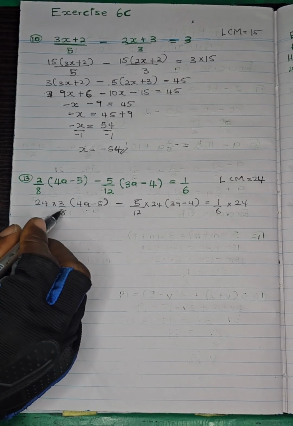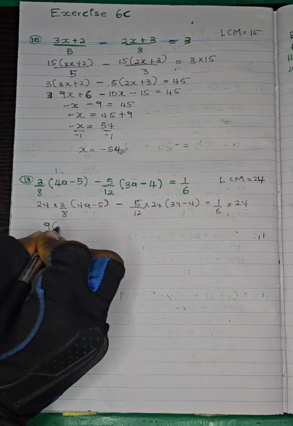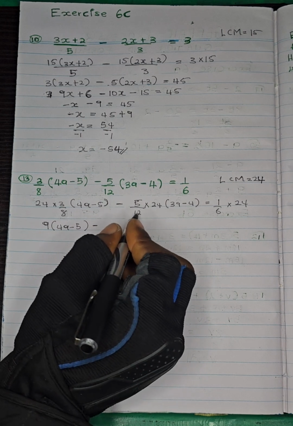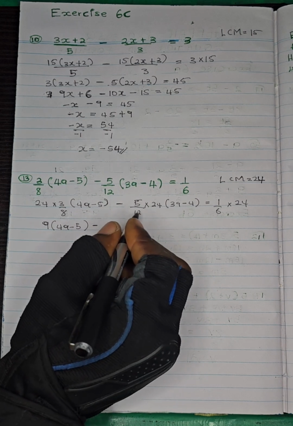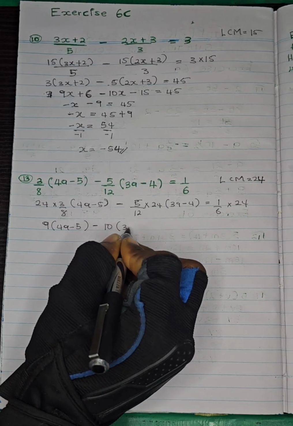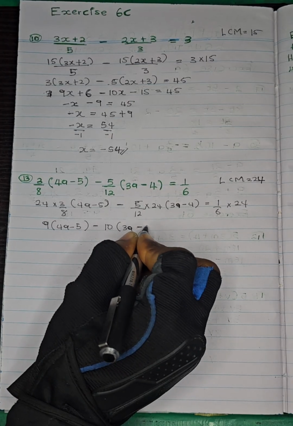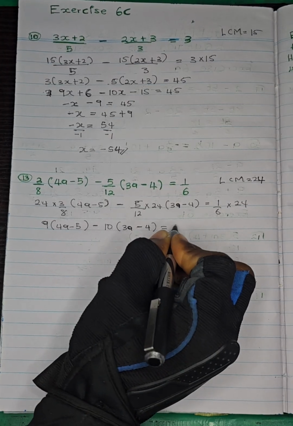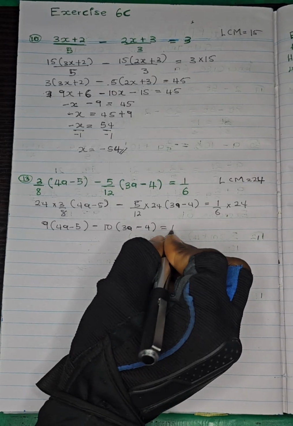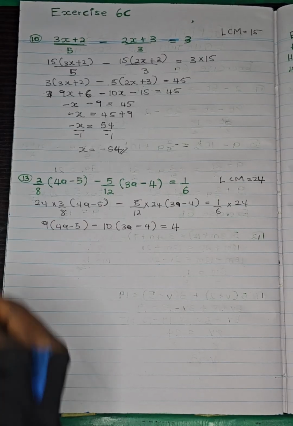So let's solve for here. We have 24 divided by 8 is 3. 3 times 3 is 9. We have 9 bracket 4a minus 5, minus 12 divided here is 2. 24 divided by 12 is 2. 2 times 5 is 10. So 10, bracket 3a minus 4. This is 3a, not 39. Take note. Equal to 24 divided by 6, which is 4. So let's go further.